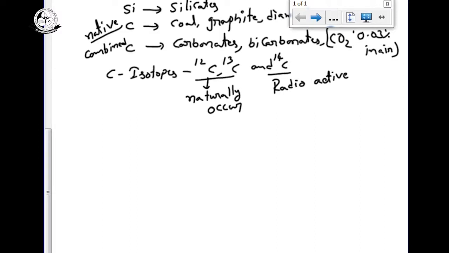Whenever we say an element is a radioactive isotope, we have to discuss its half-life. The half-life of the carbon 14 isotope is 5770 years. This radioactive isotope we are using in carbon dating techniques.